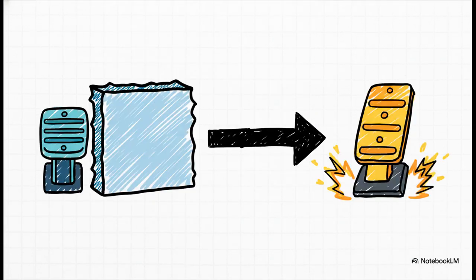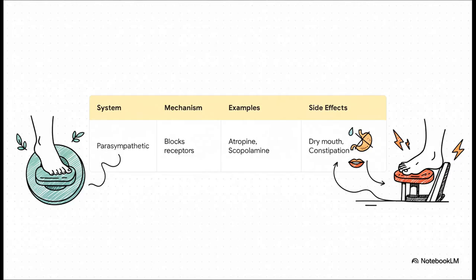And that brings us to our final category. What do you think happens when you block the brake, when you stop the rest and digest system from doing its job? You probably guessed it. You start to get effects that look a lot like fight or flight, but we get there through a totally different roundabout way. By blocking those parasympathetic receptors, these drugs dry things up and slow things down all over the body, and that right there is why the side effects are exactly what you'd expect. A really dry mouth, maybe some blurred vision, and yeah, constipation.